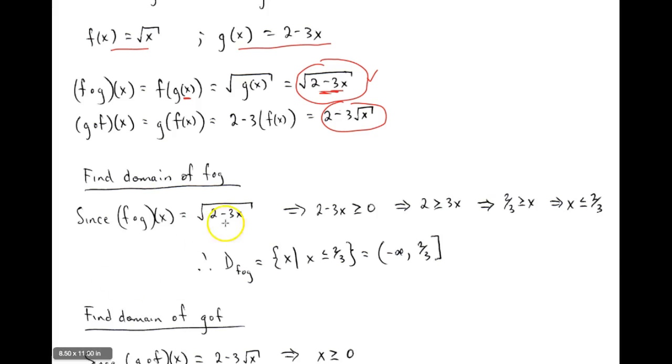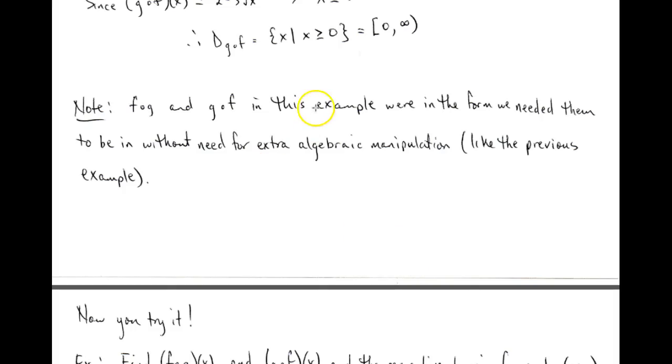So looking here for the domain, we know that whatever is under an even nth root, and in this case a square root is an even nth root, that expression has to be greater than or equal to 0. So we have to solve this particular linear inequality for x, and when we do that by adding 3x to both sides and then dividing by 3, we see that x is less than or equal to 2/3.